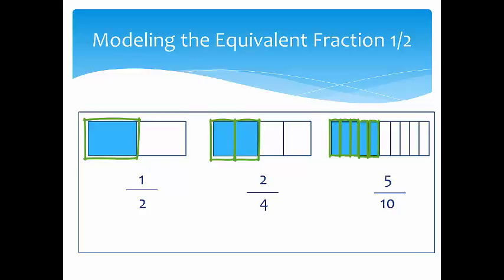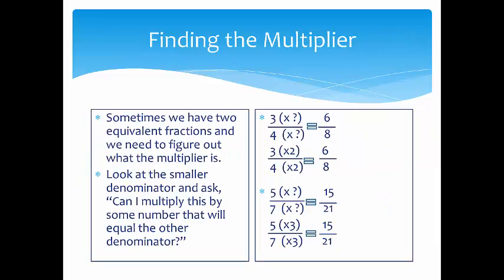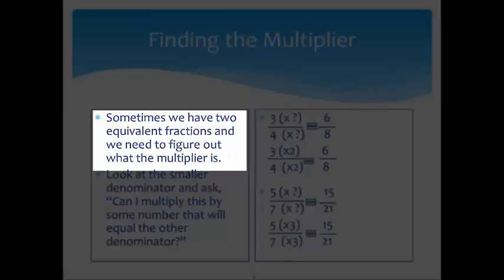Remember that your denominator tells you how many divisions you have, and so the larger the number of the denominator, the smaller the pieces. So I have to have more pieces, 5 in this case, to equal 1 large piece for 1 in 1/2. But still, they have exactly the same value. So let's go over finding some multipliers. Sometimes we have 2 equivalent fractions and we need to figure out what the multiplier is.